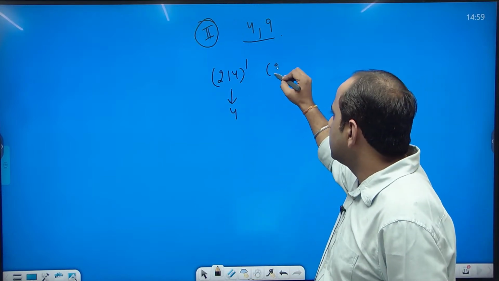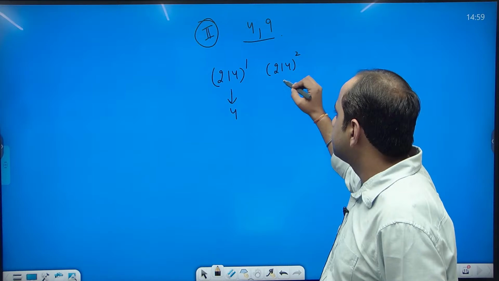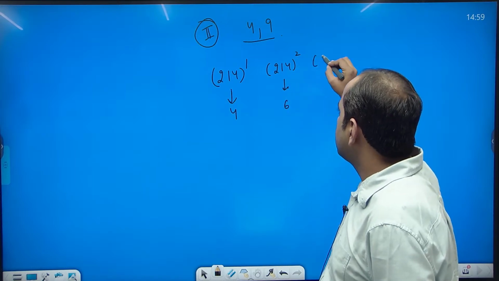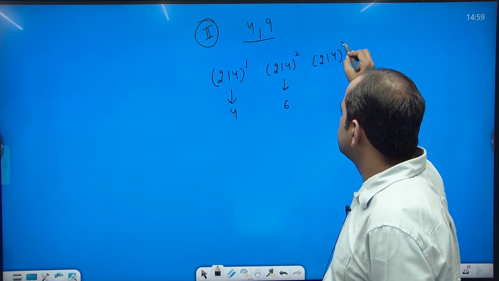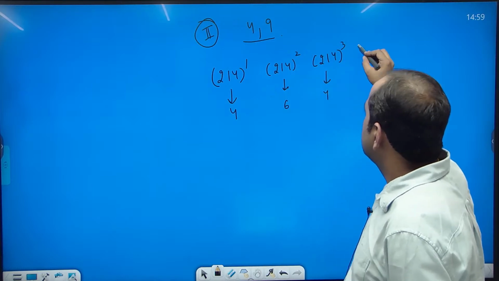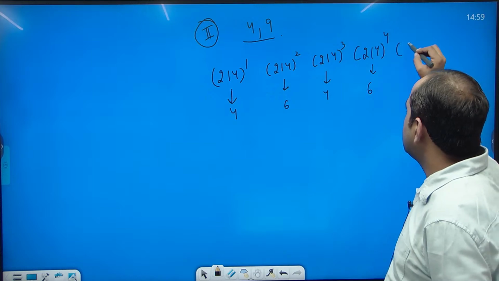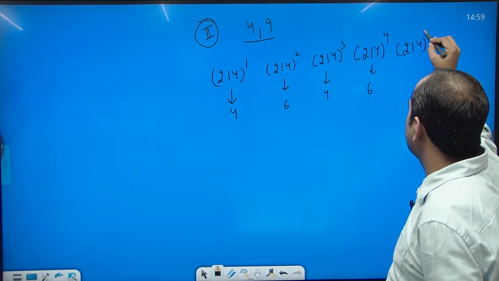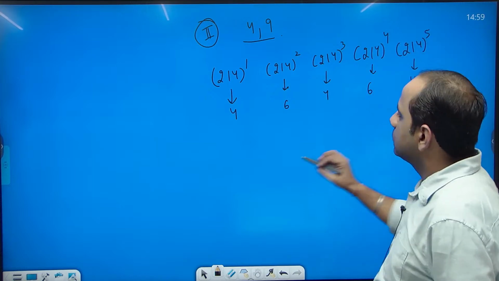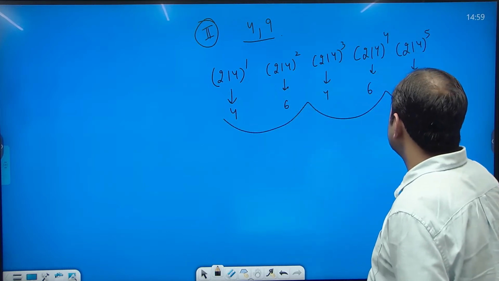214 square, 214 cube, again 4. 214 to the power 4, 214 to the power 5. So it will keep alternating between 4, 6, 4, 6, 4, 6.